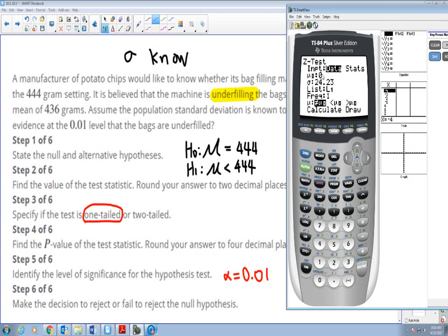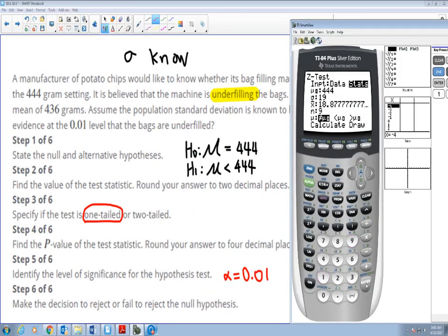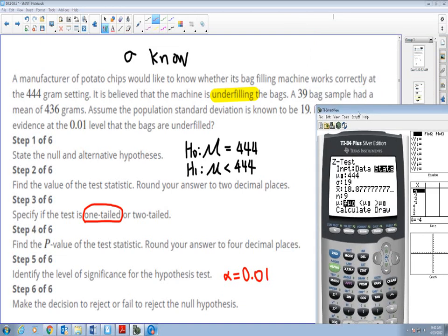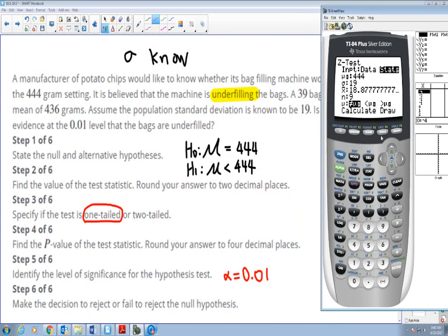Data means I will actually type in numbers, but I didn't type in any numbers, so I'm going to go to stat, press enter, typing my mean. The mean for the null hypothesis, which is what they are claiming, 444. Enter. Standard deviation, they told me was known to be 19, so we're typing 19, press enter. I also have to type in the sample mean. The sample of 39 bags was 436 grams. Enter, and the sample size of 39.